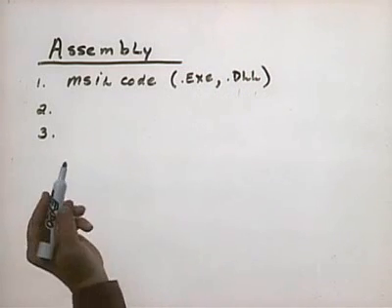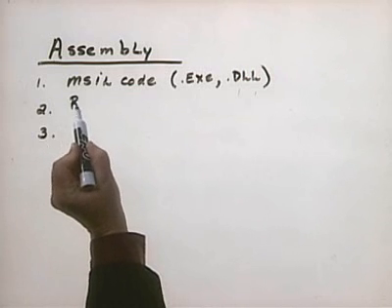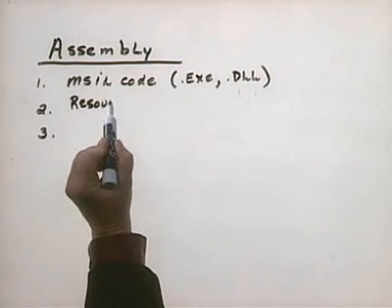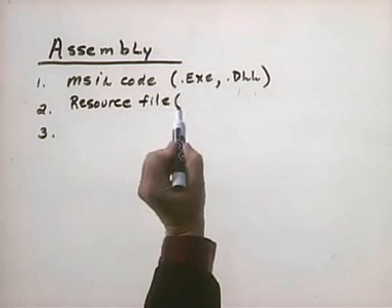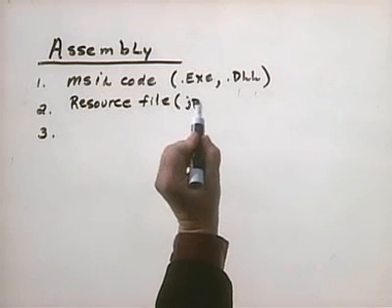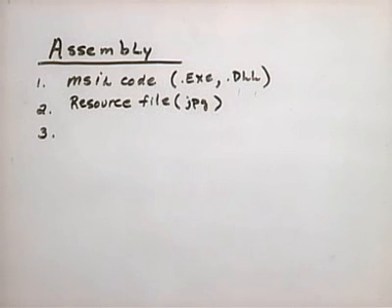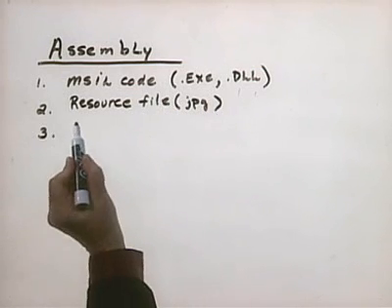The next thing that you would find in an assembly are resource files, possibly. It might be something as simple as graphic files, like a JPEG file. And the last thing that you might find in an assembly is metadata.